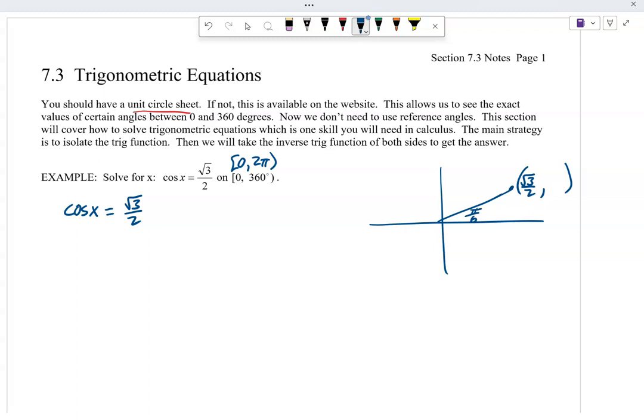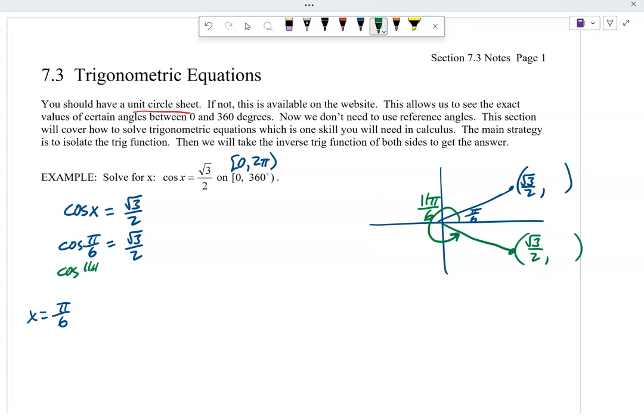So it could be, we know cosine pi 6 is root 3 over 2, right? So x could be pi 6. But we also know that's not the only one. We could also look on our unit circle, and you see that cosine of 11 pi sixths, or 330 degrees, is also root 3 over 2. So x here could be either of those. 30 degrees or 330 degrees would satisfy that.